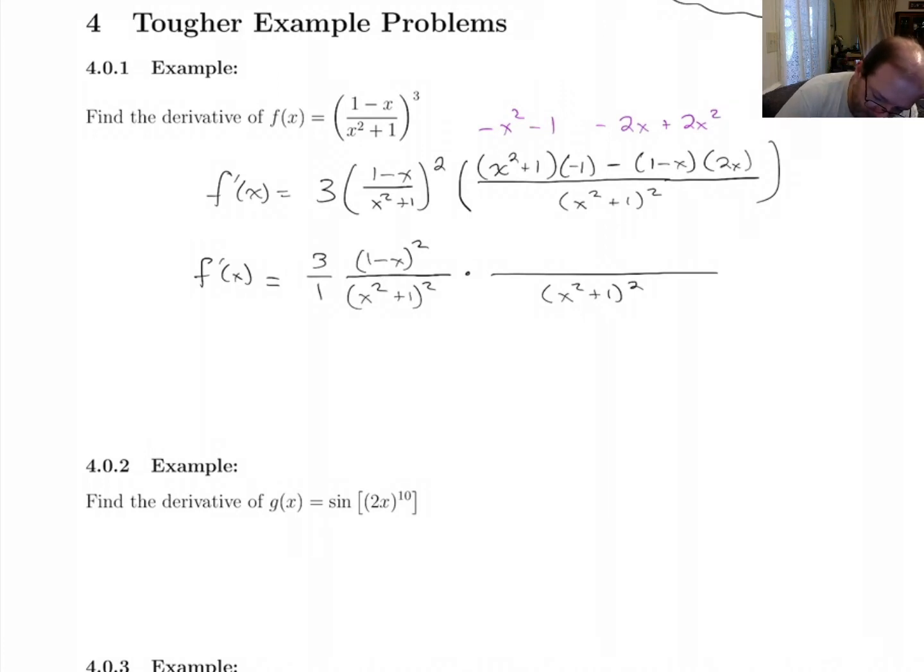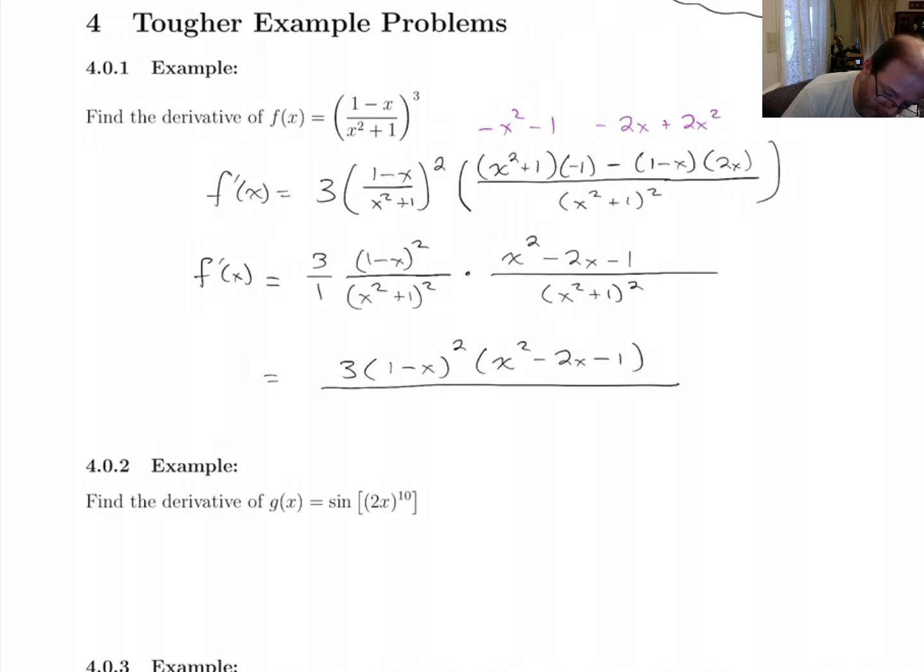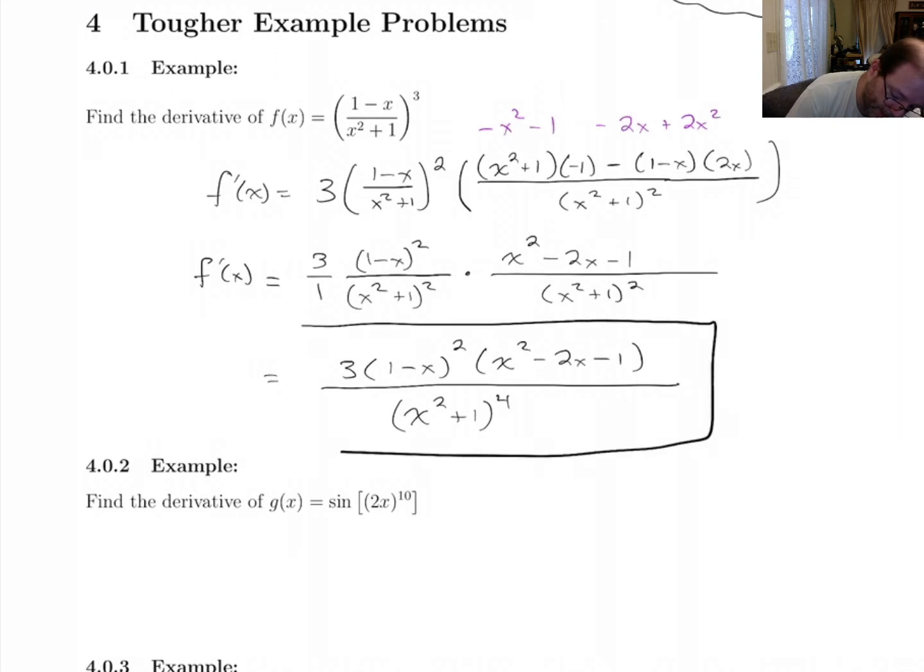This last numerator, let's see, we got 2x squared minus x squared, leaves us with x squared. Then we got minus 2x minus 1. And so I can multiply across and get the top is 3 times (1 minus x) squared times (x squared minus 2x minus 1). Then below that, I'm going to have (x squared plus 1) to the 4th power. And that's the answer.